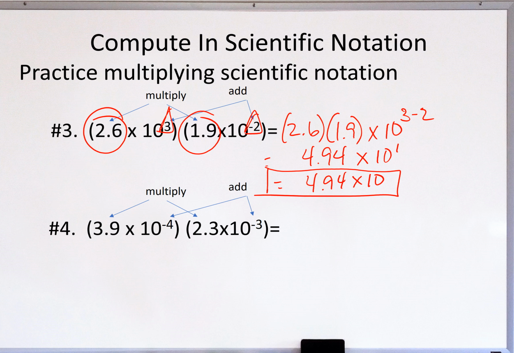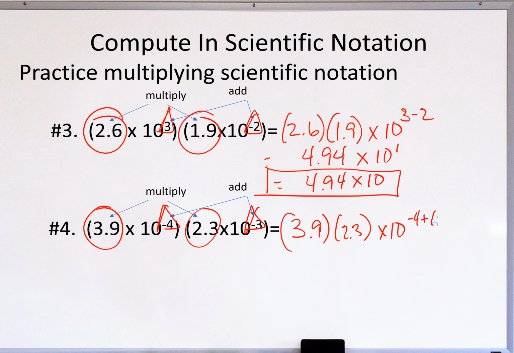Our next problem, same procedure. When you multiply scientific notation, you multiply the first two numbers and you add the exponents. I have 3.9 times 2.3 times 10 to the power of negative 4 plus negative 3. I'm still adding. 3.9 times 2.3 is 8.97 times 10 to the negative 7.